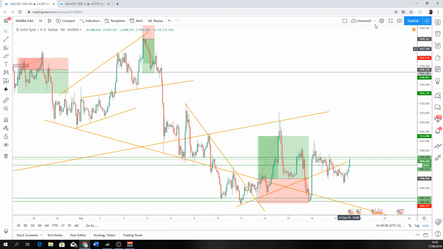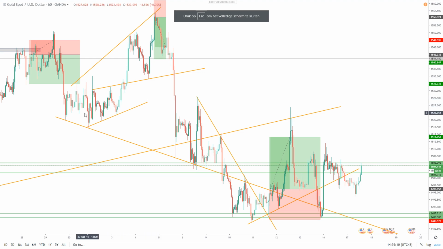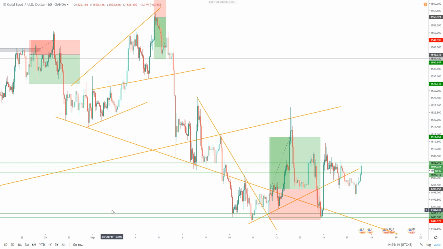Okay, let's go to my chart. My chart, as you can see right here, I took a sell here, took a sell here, took a buy here. Why? Simply because I'm using structure, right? I'm identifying the market and I'm putting it into a structure, because the market is always in a structure, right?